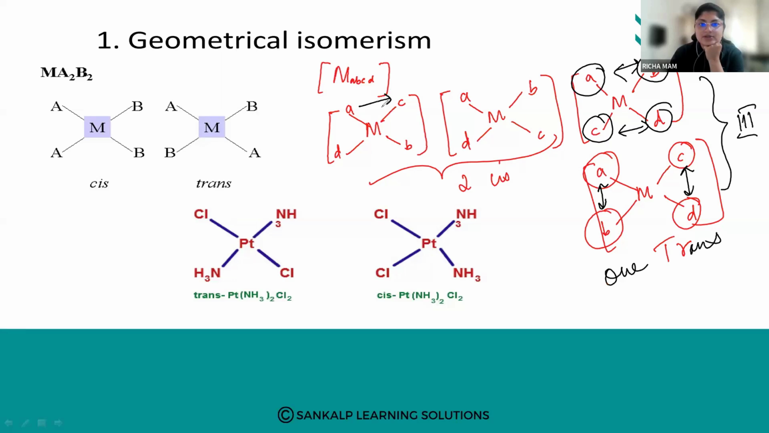Here you can see this is on the same side, but here it is on the opposite side, right? So we have given two different arrangements. Here these two are on the same side, so this is a cis. So whenever you have a complex of the type M, A, B, C, D, trans is possible. Is it clear?